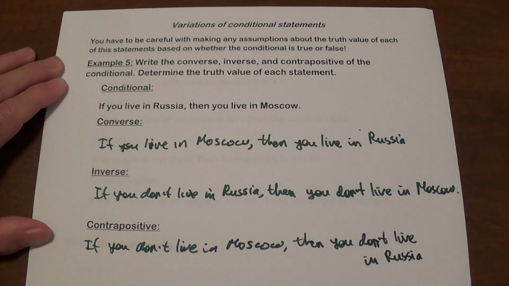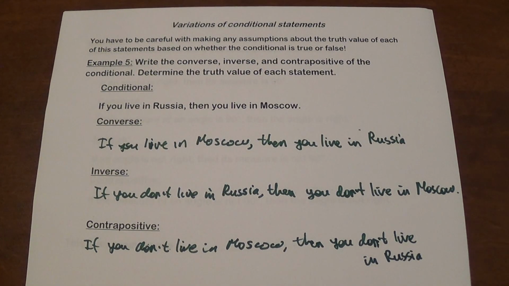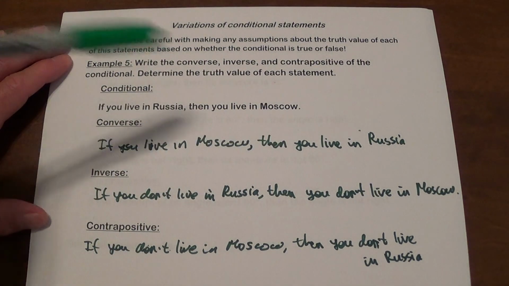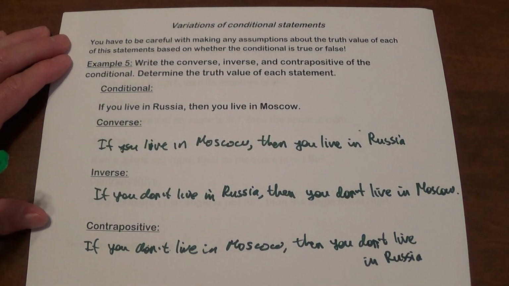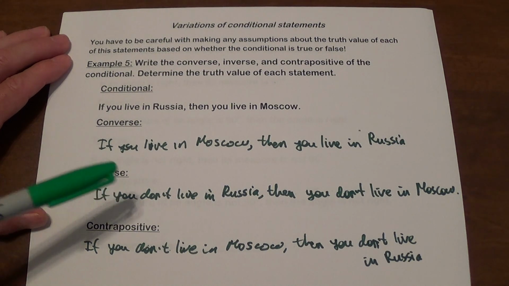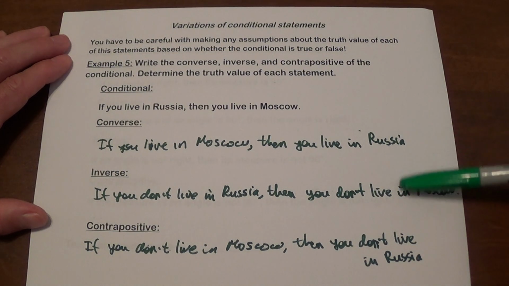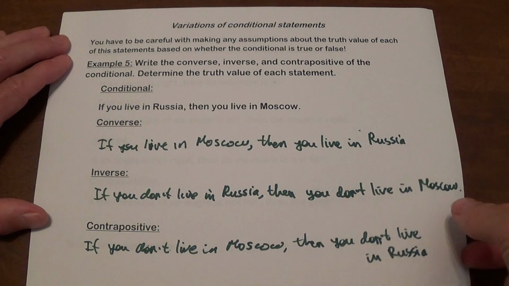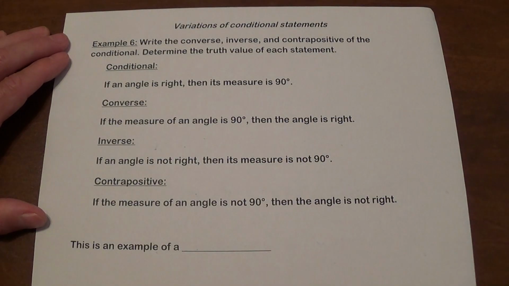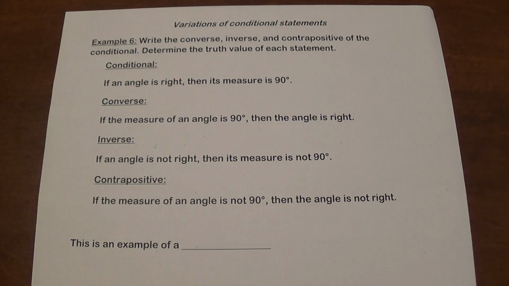What I want to point out here is the conditional statement is actually a false statement, because you don't have to live only in Moscow to live in Russia. You can live in St. Petersburg or a bunch of other places. But the converse is actually true. If you live in Moscow, then you live in Russia. And the inverse is also going to be true. If you don't live in Russia, then you don't live in Moscow. So the converse and the inverse are true, and both the conditional and contrapositive are going to be false.